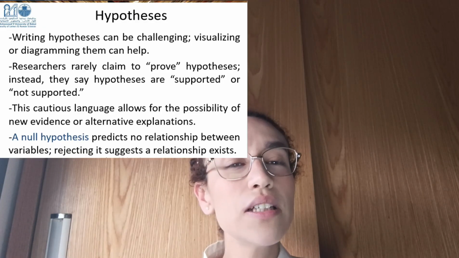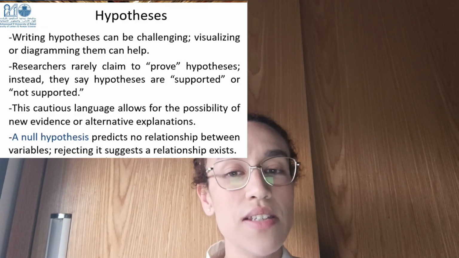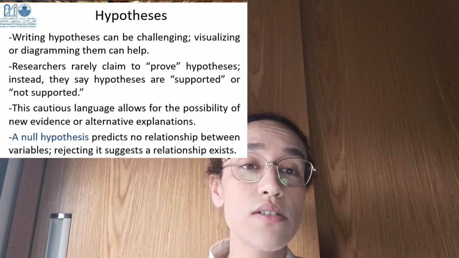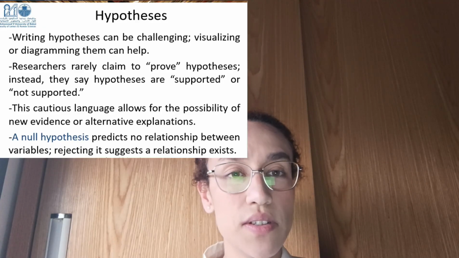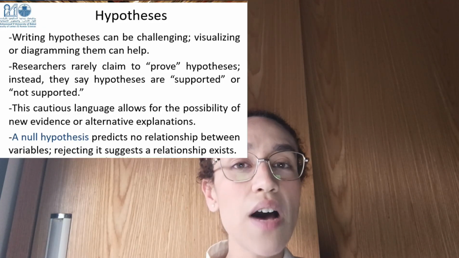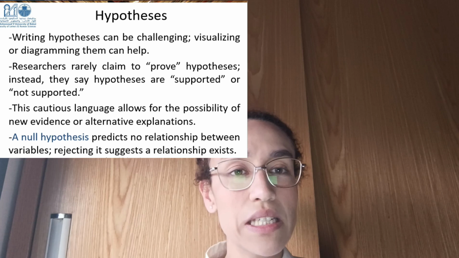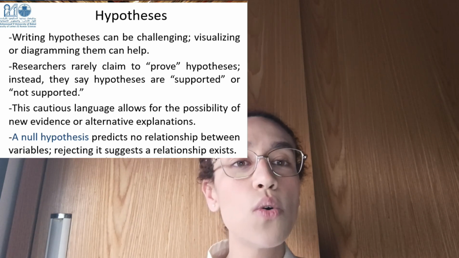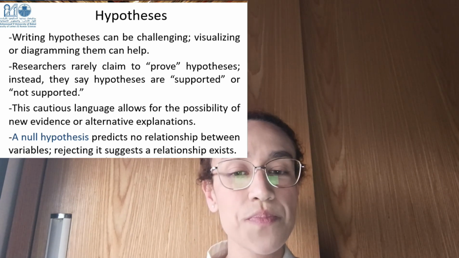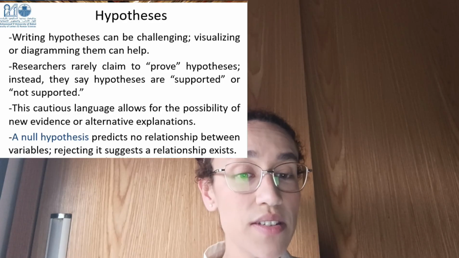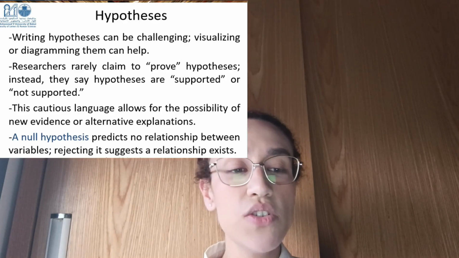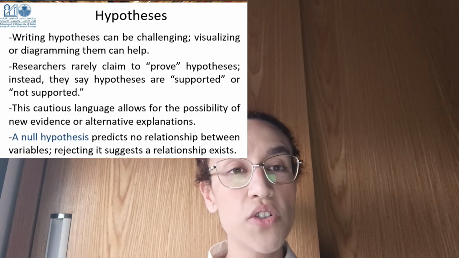Researchers rarely claim to prove hypotheses. Instead, they say hypotheses are supported or not supported. This cautious language allows for the possibility of new evidence or alternative explanations. A null hypothesis predicts no relationship between variables. Rejecting it suggests a relationship exists.